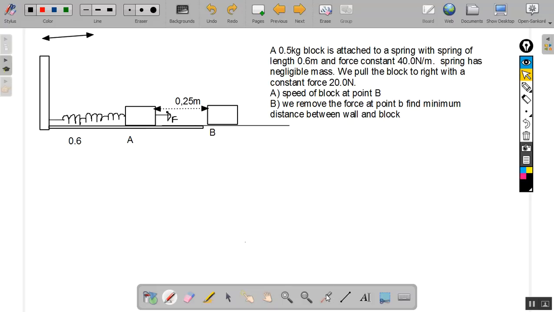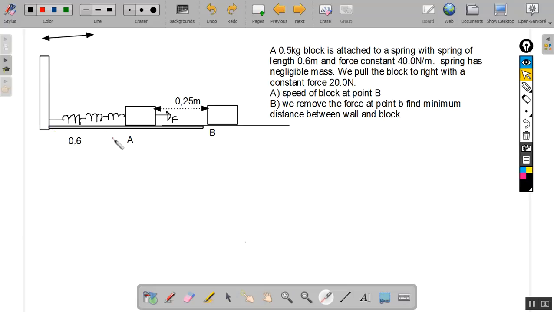The question is this: there is a 0.5 kg block attached to a spring. The force constant of this spring is 40 newton per meter. The length from here to here is 0.6 meter.